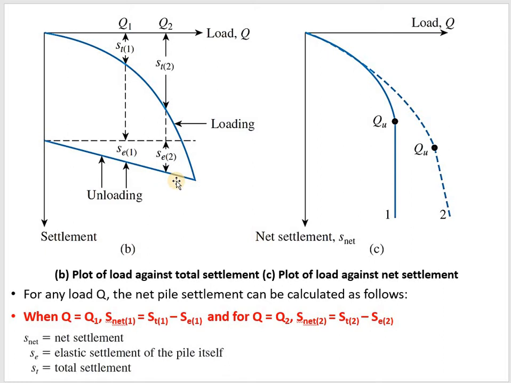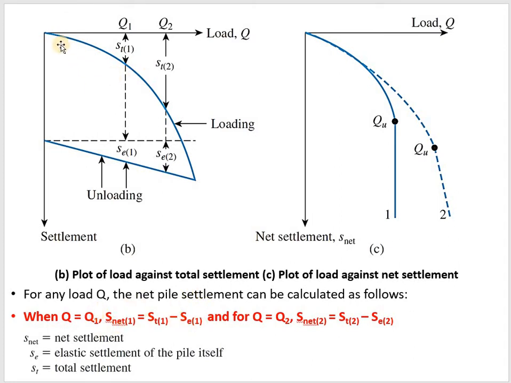Elastic settlement is just the settlement of the pile itself. The pile makes some rearrangement when the loading is taking place, so that is the elastic settlement which happens inside the pile itself. Then the total settlement is overall how much the pile is settling in the soil. So from the total settlement you deduct the elastic settlement, and you get the net settlement.